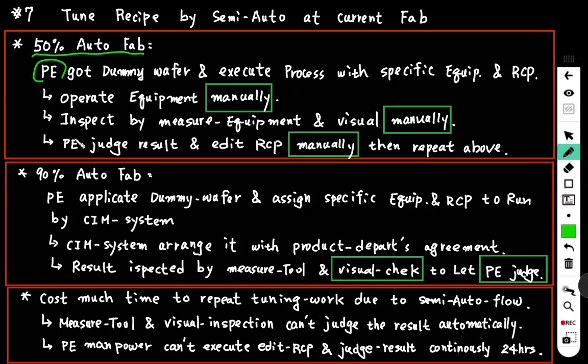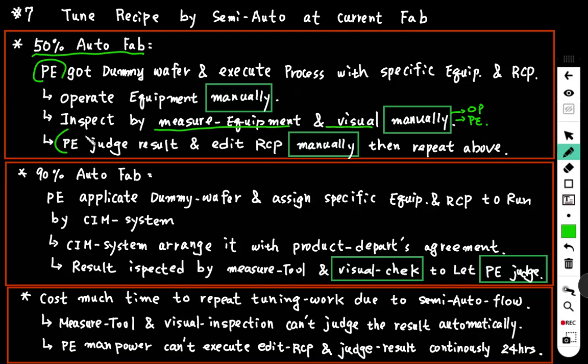Then inspect by measurement equipment, and including the visual check if necessary, manually by the operator or process engineer.